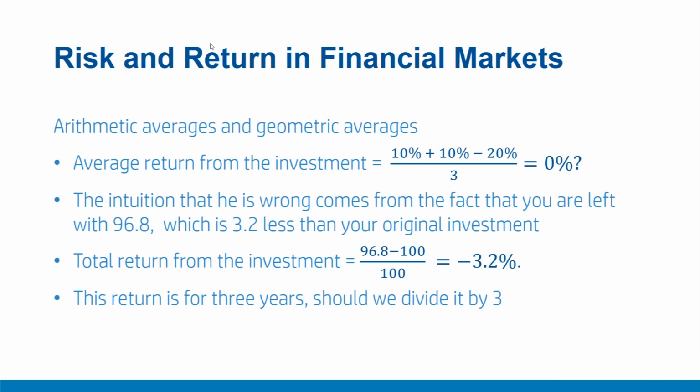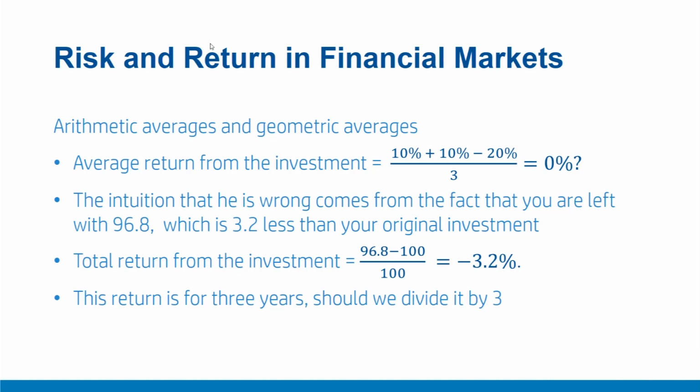This suggests that in this context, arithmetic averages are not exactly correct, and so we'll focus on the compounded returns or geometric averages. From our definition of holding period returns, total return or holding period return in this case amounts to, with no dividend or interest income, 96.8 minus 100 upon 100, which is minus 3.2%. This return, however, is for 3 years.